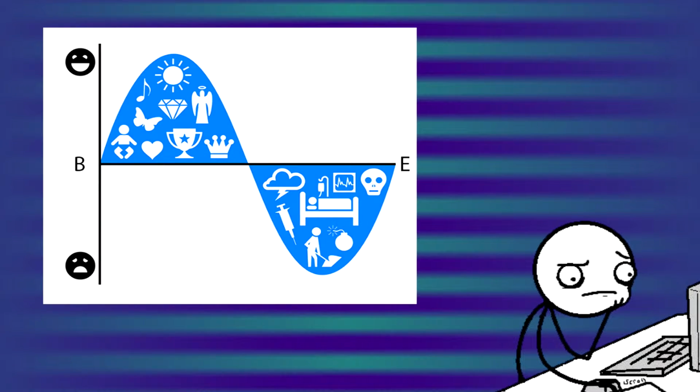The x-axis of the graph is the chronology of the story, with B standing for beginning and E being the end. The y-axis is the good fortune axis, with the top representing positive change and the bottom being negative change. So, whenever something positive happens in the story, our line will go up, whereas whenever something negative happens, it will go down. The starting position of the line will be determined by the starting position of the protagonist.